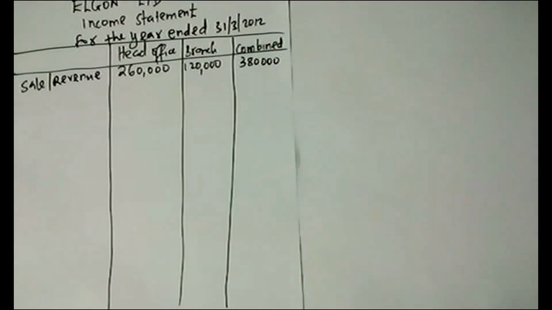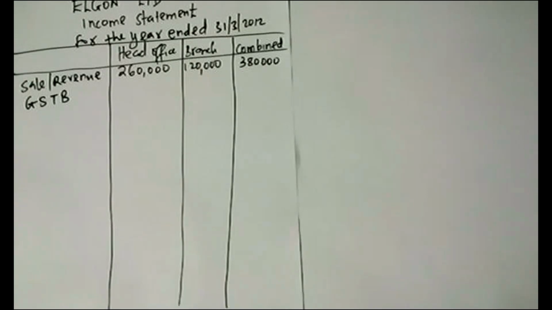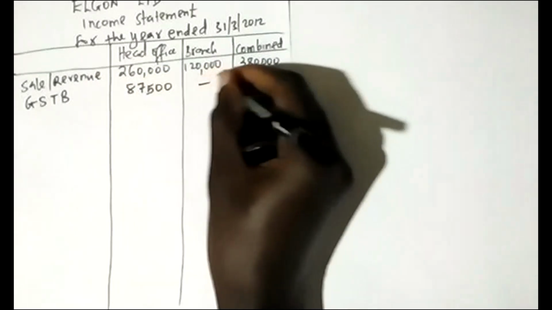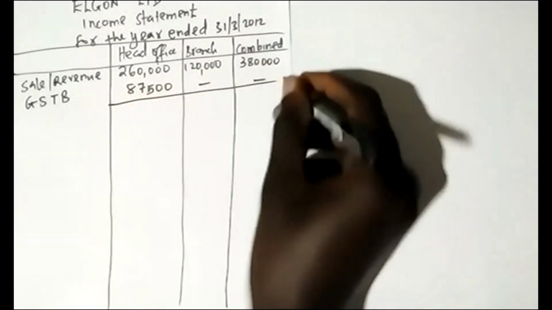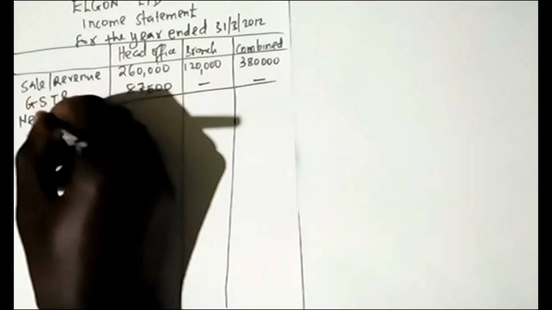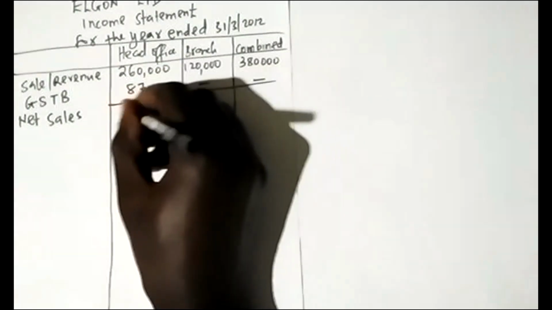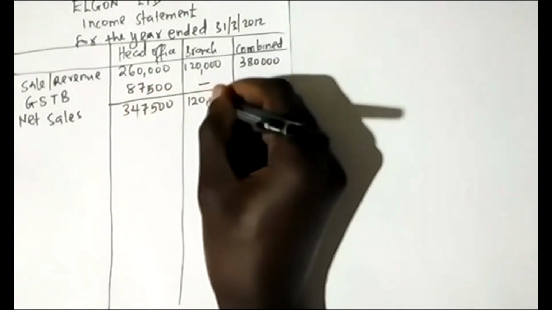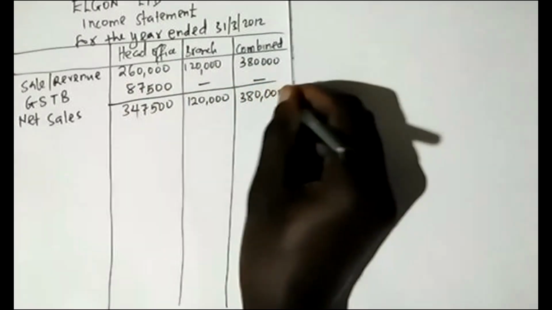Then after that, we talk about goods sent to branch. Goods sent to branch was 87,500, of which you know that this one is only recorded under the head office. So we have a net sales. The net sales is 300. If you add the two, I'm getting 347,500. This one is 120,000. Then the last one is 380,000.